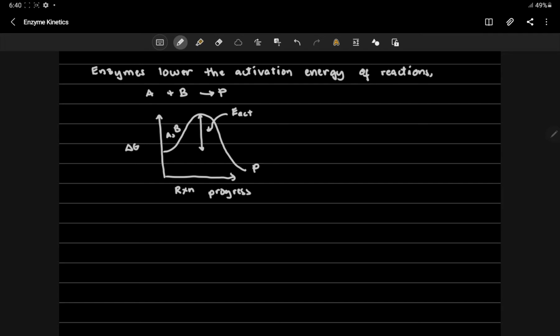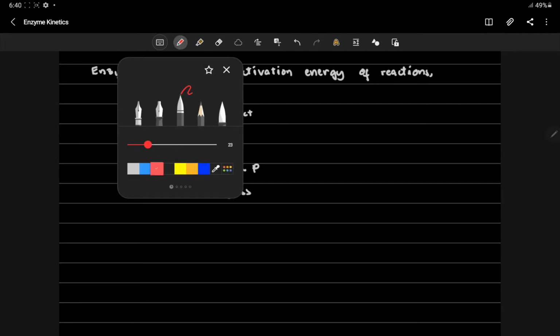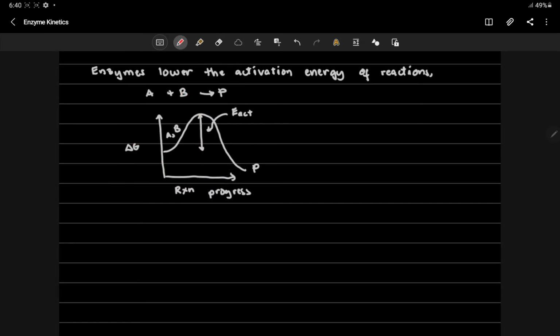Okay, ngayon, ang ginagawa ng enzyme is that it lowers the activation energy. So instead of that one, it will look something like this. So mas mababa yung activation energy. So this is now your activation energy if the reaction is catalyzed.